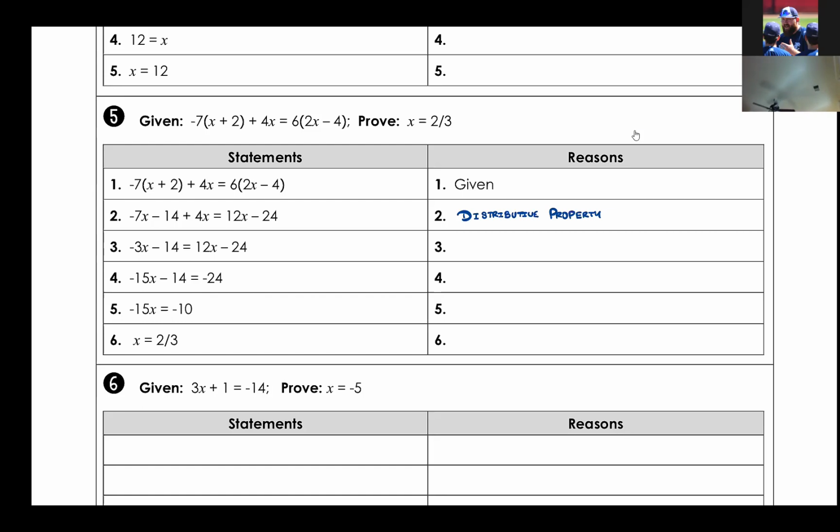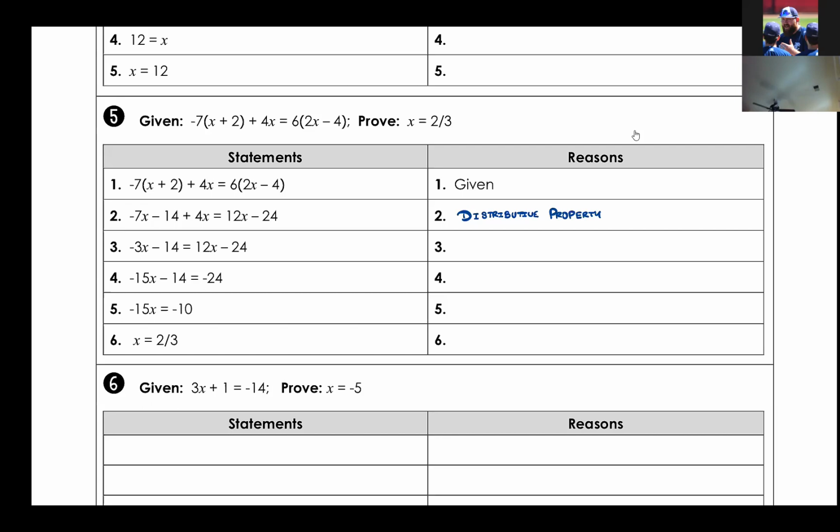The next one is what I wanted us to make sure we talked about. They went from -7x minus 14 plus 4x equals 12x minus 24 to -3x minus 14 equals 12x minus 24. What'd they do? They combined -7x and 4x. So what do you think that is?